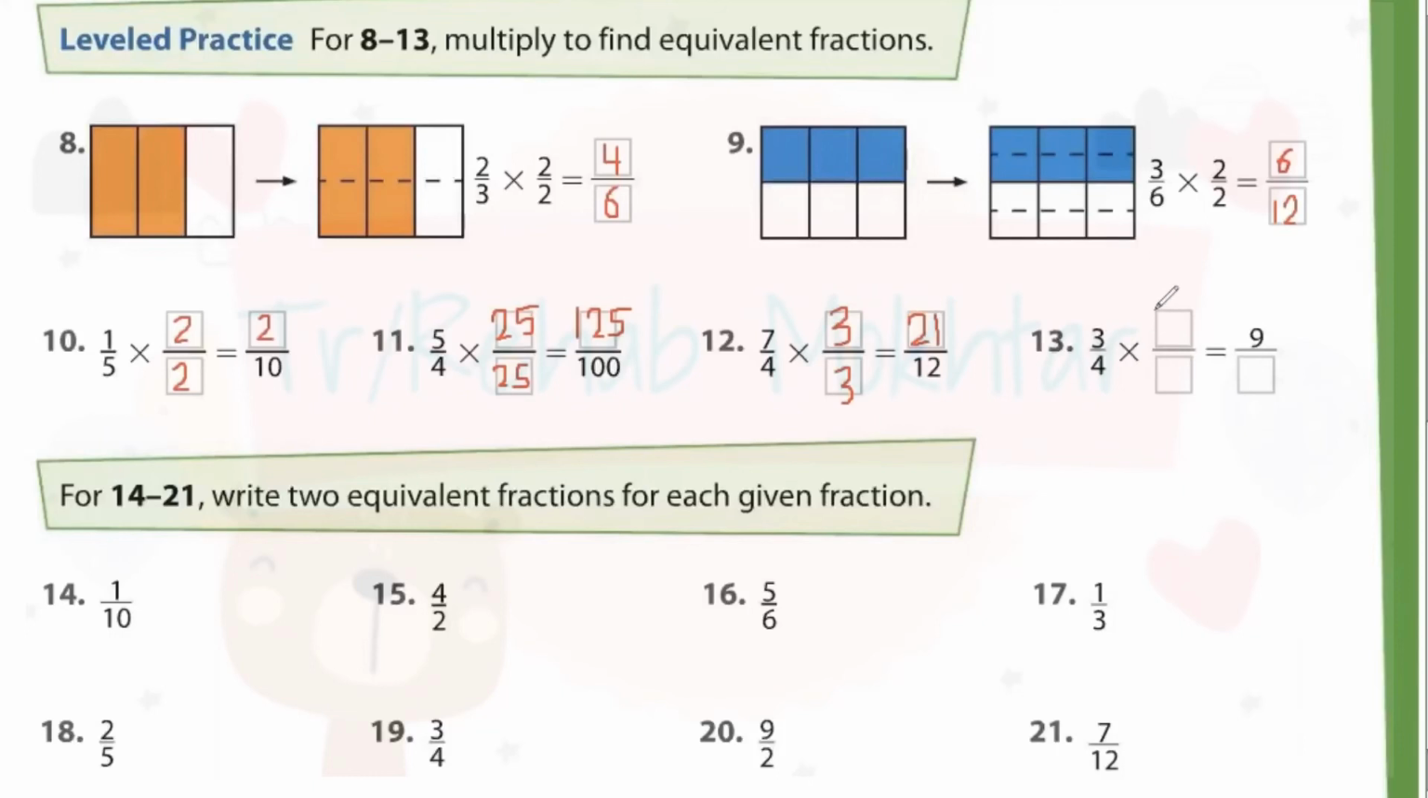3 out of 4 equals 9 out of what? I don't know. So look at the known numbers. 3 times what equals 9? 3 times 3. I will write 3 out of 3. 3 times 3 equals 9 and 3 times 4 equals 12.